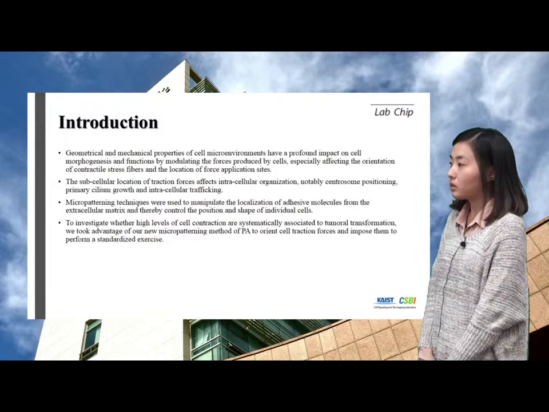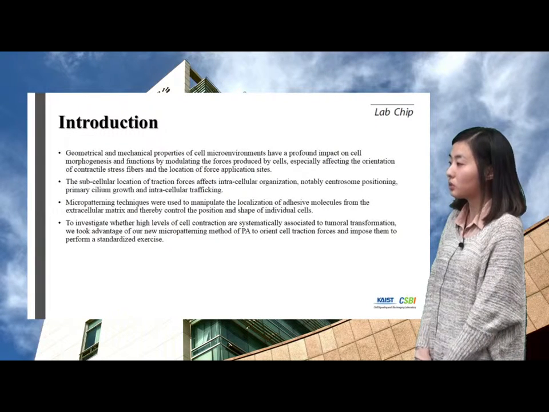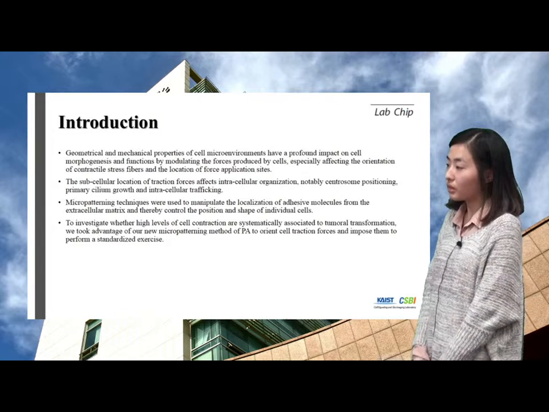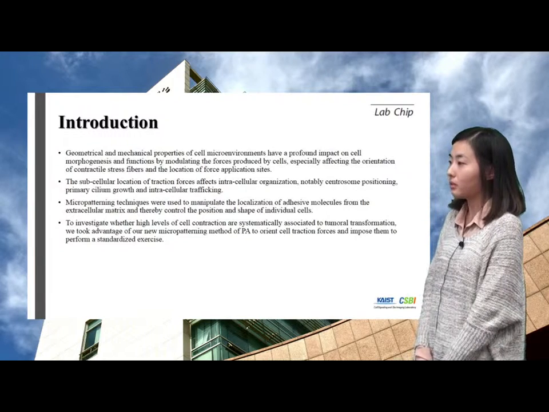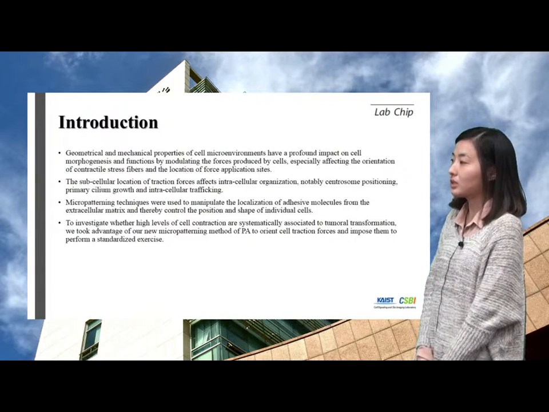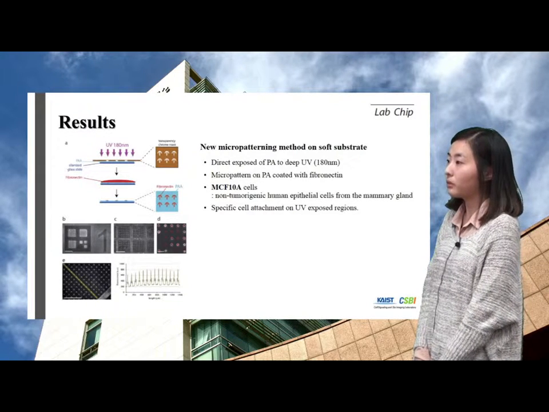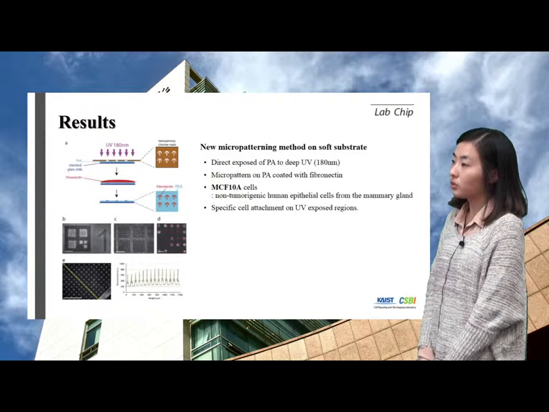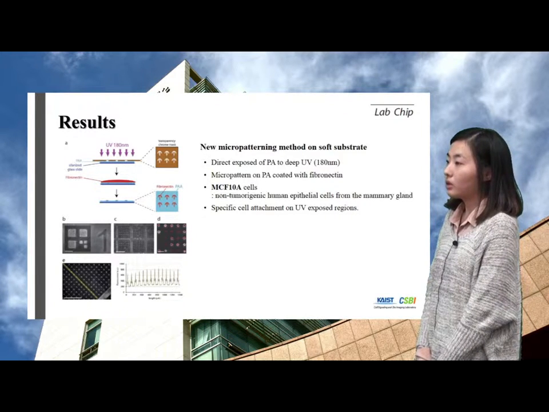To investigate whether high levels of cell contraction are systemically associated to tumoral transformation, they took advantage of their new micropatterning method of PA to orient cell traction forces and impose them to perform a standardized exercise. In the results, they explain how to fabricate the new micropatterning method on soft substrate. The substrates were directly exposed to PA with deep UV and afterwards coated with fibronectin.